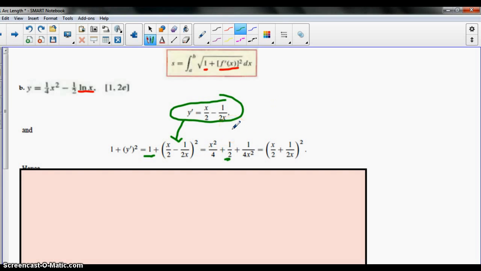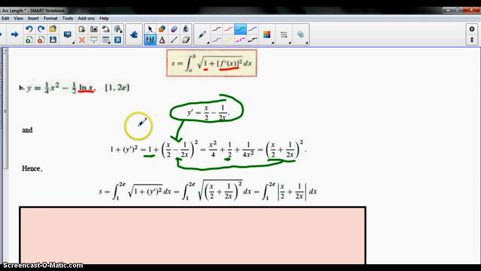And just as in the last example, you notice we can factor this very conveniently to be x over 2 plus 1 over 2x squared. Much like in the last example, where all we had to do was take the opposite sign of what we started with. The contents are identical, except we have a different sign. So that works out very conveniently for us. Once we know that, we can take this expression and put it right back under the square root.